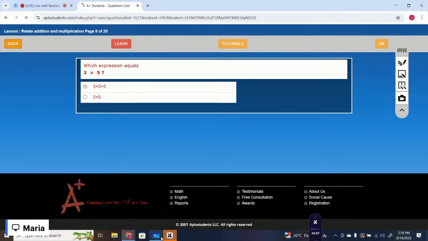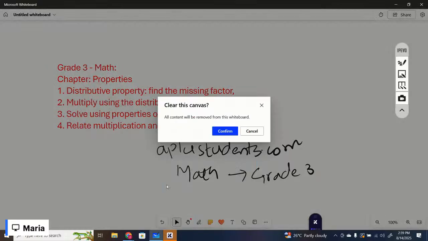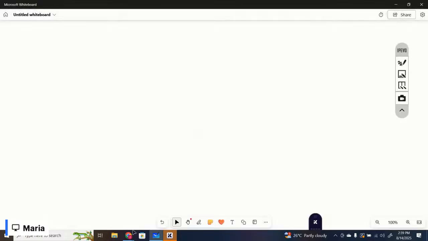So we were working on grade 3 math. The chapter we were working on is properties. The lessons we have covered today are distributive property, find the missing factor, multiply using the distributive property, solve using properties of multiplication, and relate multiplication and division.